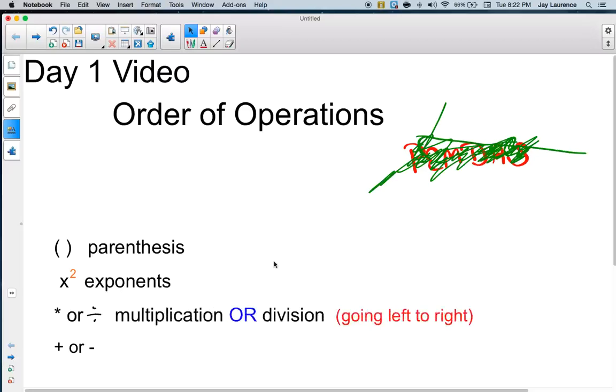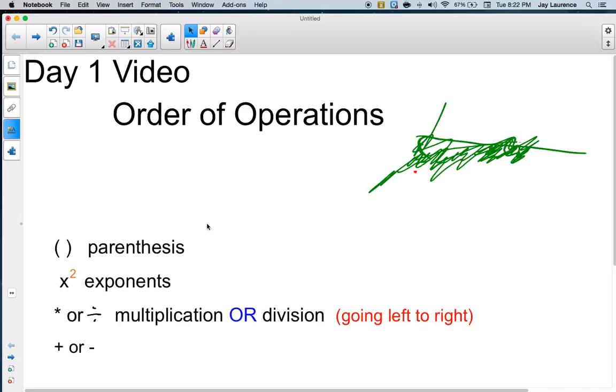So now this is where it gets tricky for a lot of students. Here, let me just cover up that naughty word there. There we go. All right. Multiplication or division. Notice the or is capital and in blue. Or is a very important word. You don't always do multiplication first. You do multiplication or division. And how do you know which one to do? You go left to right.